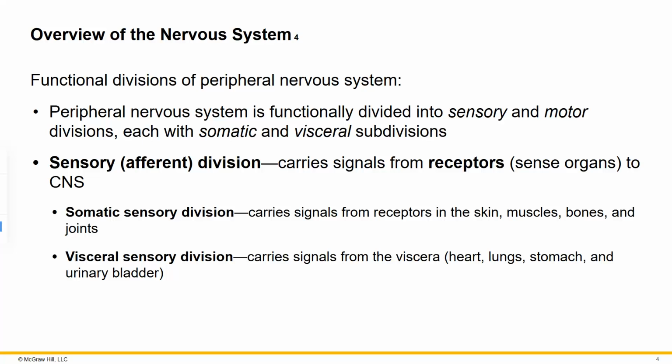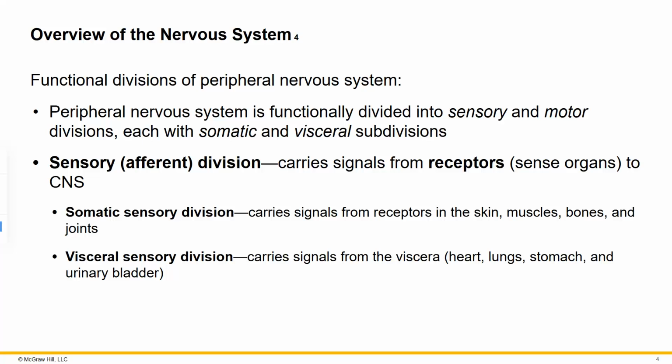The sensory afferent division carries signals from receptors or sense organs to the central nervous system. So sensory, it's bringing in senses from all over your body, bringing it back to the central nervous system, the brain or spinal cord. The somatic sensory division carries signals from receptors in the skin, muscles, bones, and joints. So if you've ever sat at the doctor's office and they took that little hammer right below your kneecap and pounded it and then you kicked out, they were testing a somatic sensory reflex.